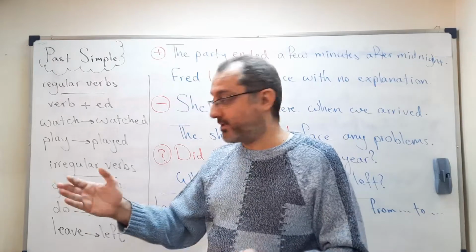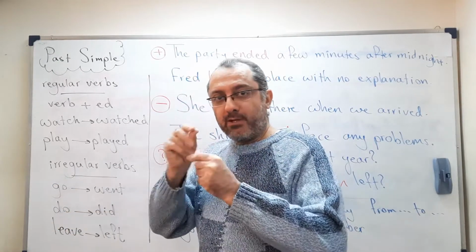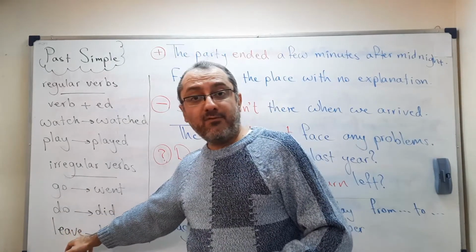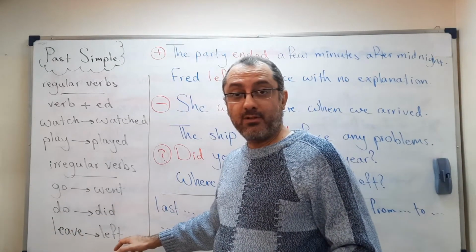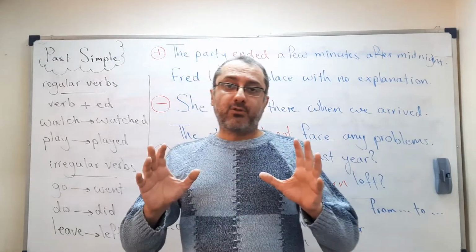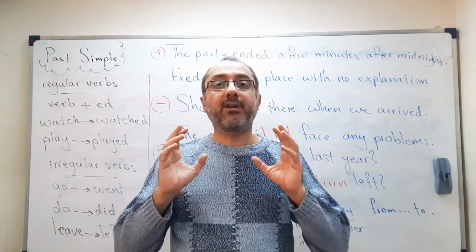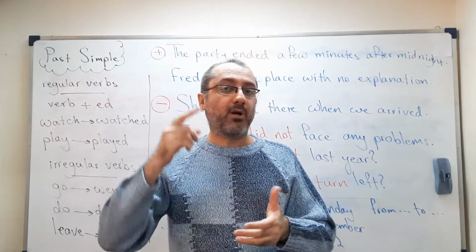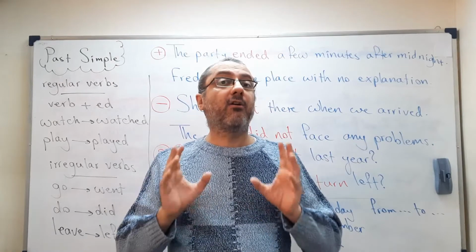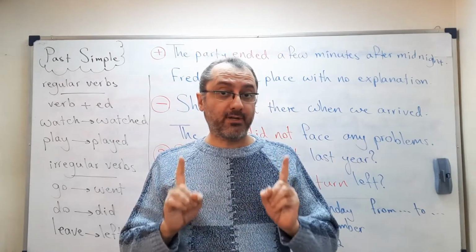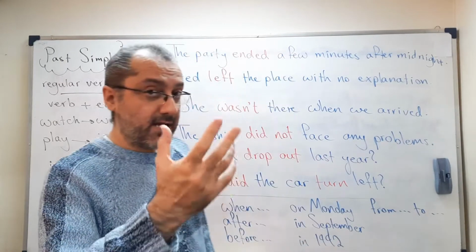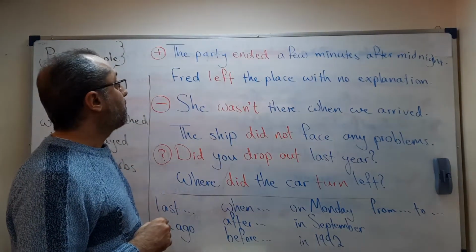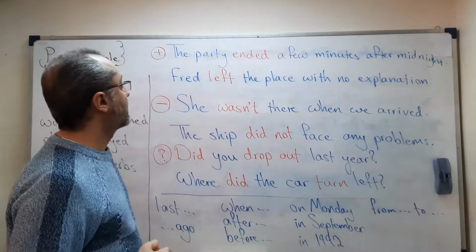Go changes to went. Do something with your hands. Do changes to did. Leave changes to left. You need to get the list of these irregular verbs. The list is not very long, maybe 1 or 2 pages, and memorize all these irregular verbs because they are really important. Now, let's see how we make our sentences if we want to use these verbs in a sentence.